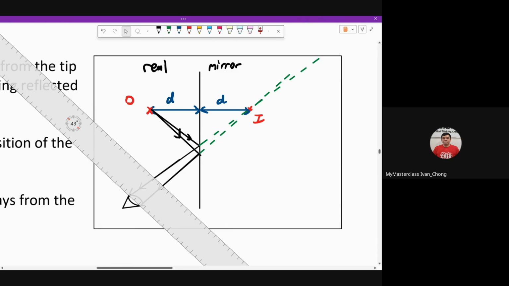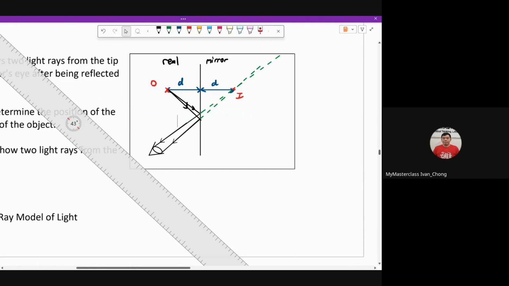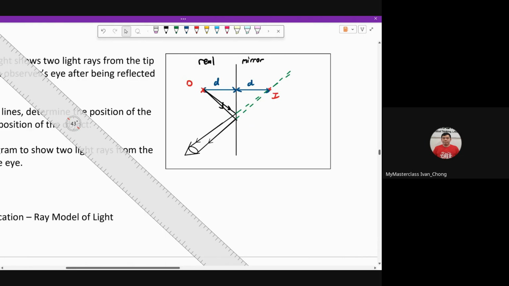Okay, so with that, we have done our drawing. You can see that your object is here, image is here. For the parts behind, if you feel that it's a bit untidy, you can just clean it up, but don't erase everything. Show the step of your line of intersection. So with that, we have come to the end of your reflection part.